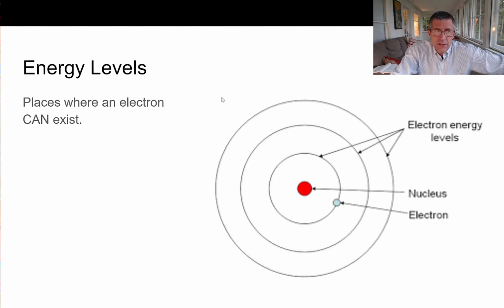So each of these areas or energy levels is a place where electrons can exist. But think about what this means, though. There are places where electrons cannot exist.